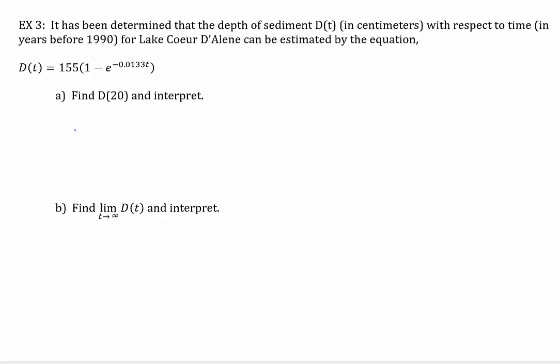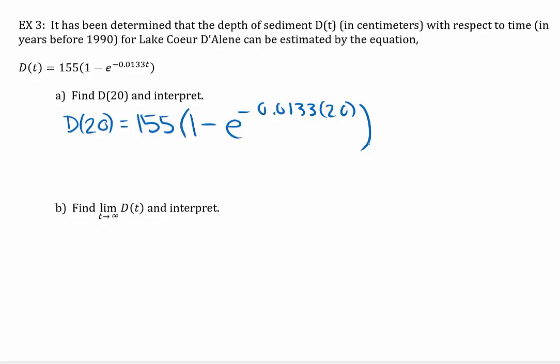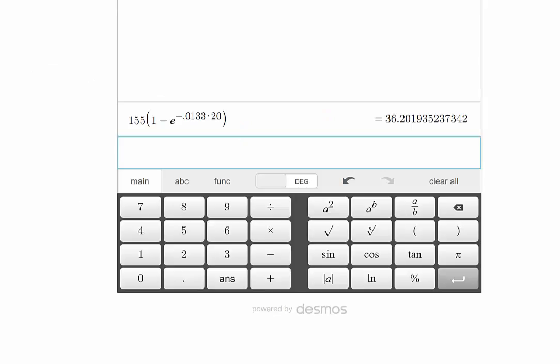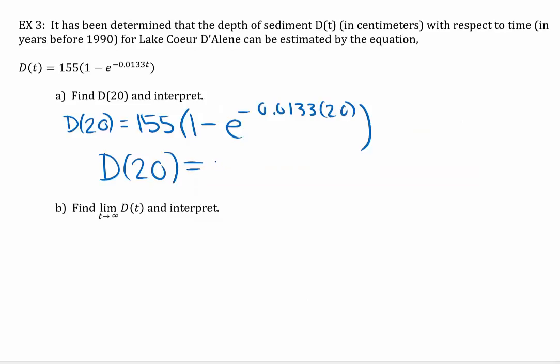So find D of 20 simply means plug 20 in for t and see what you get. So I'm going to replace the t with a 20, and then I'm going to have to use a calculator to help me finish this problem. So I just put this into my calculator. This is Desmos, which is the online calculator that I like to use. So it looks like I got about 36 or 36.2. So D of 20 equals 36.2.